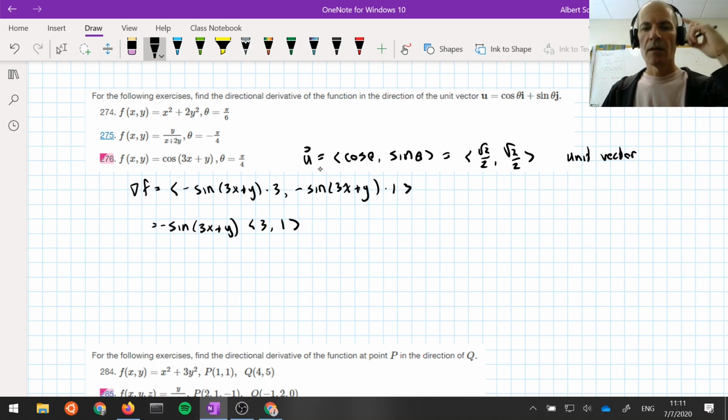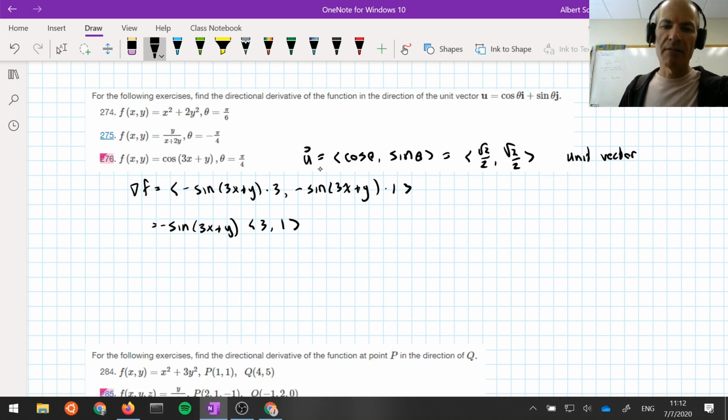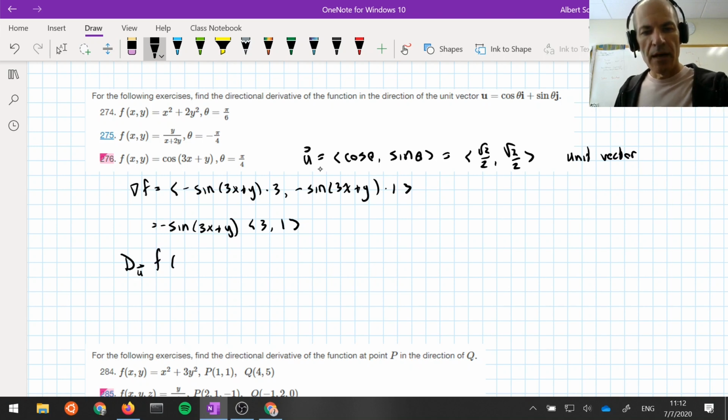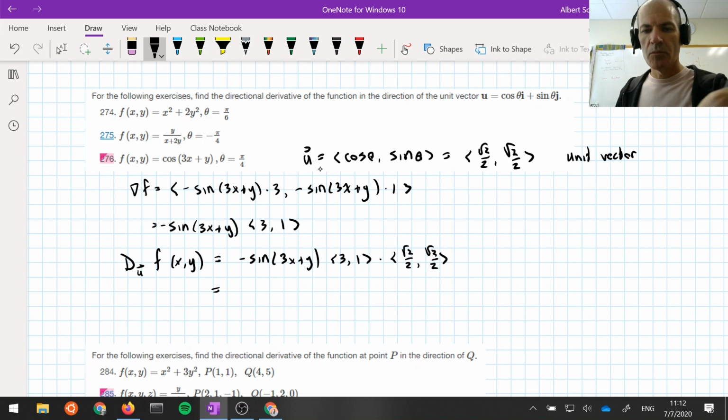So that's the gradient. We want the directional derivative not at any particular point, but at the general point (x, y). So we don't have to plug in any x or y values. We simply have to compute the dot product. So the derivative in the direction u of f at the point (x, y) is this dot product, minus sine of (3x plus y), that's a scalar, times (3, 1) dotted with (root 2 over 2, root 2 over 2). Computing this dot product, we have 3 root 2 over 2 plus root 2 over 2. That's 4 root 2 over 2, aka 2 root 2.